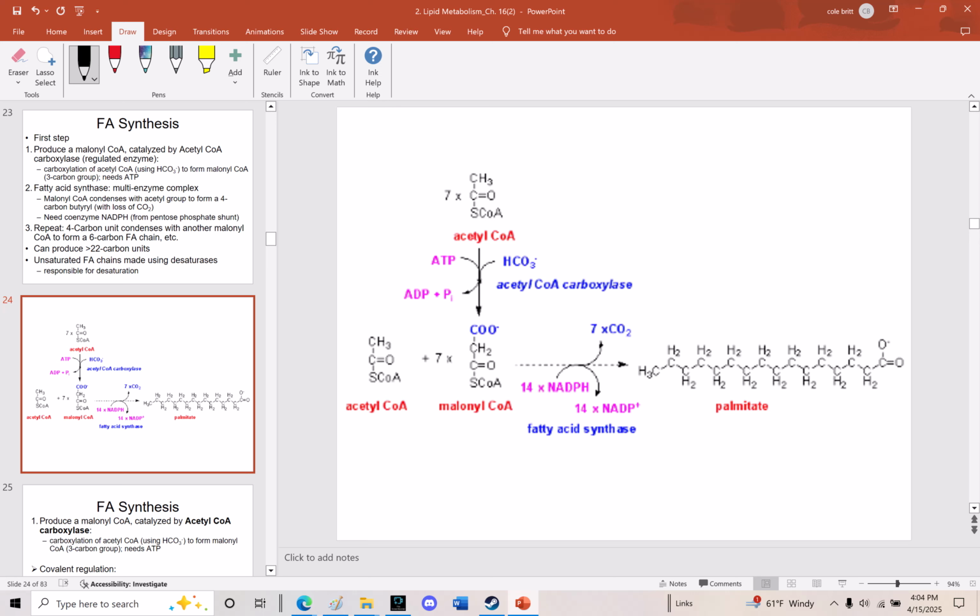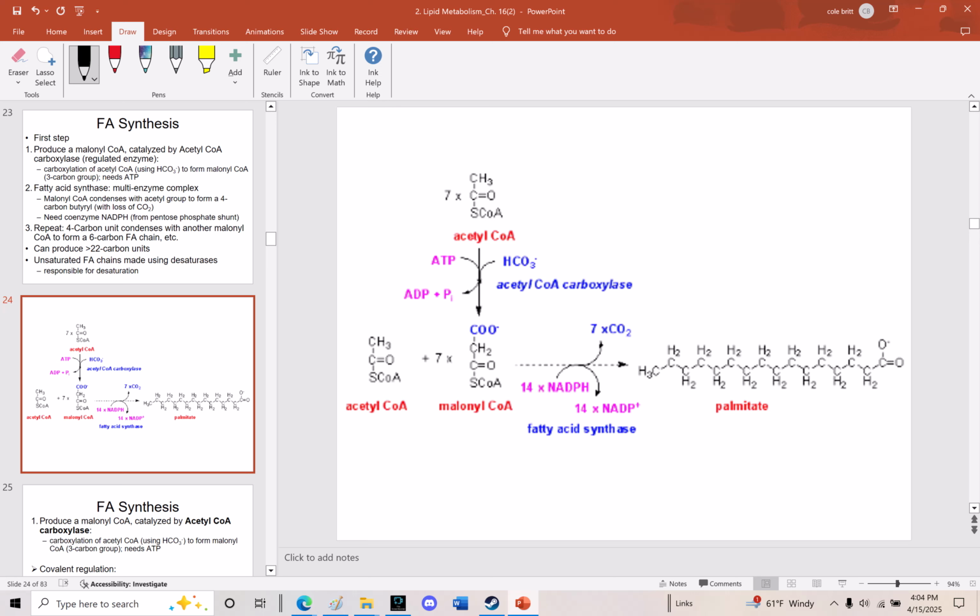So that's what step 3 is: repeat. You're going to just keep repeating, condensing with another malonyl-CoA to form a 6 carbon. Keep going. You can form upwards of 22 carbon units. Actually, upwards of 24 carbon units, technically.